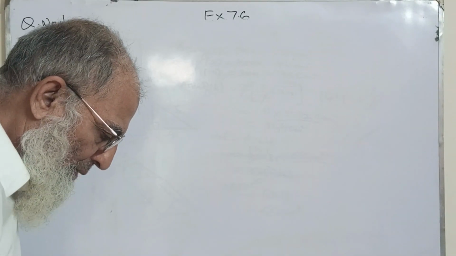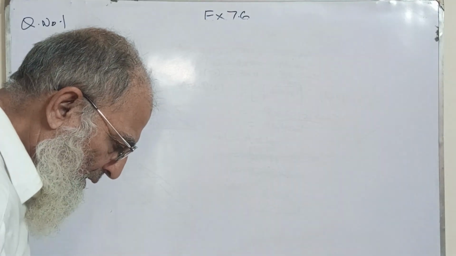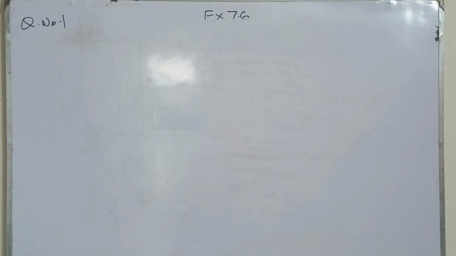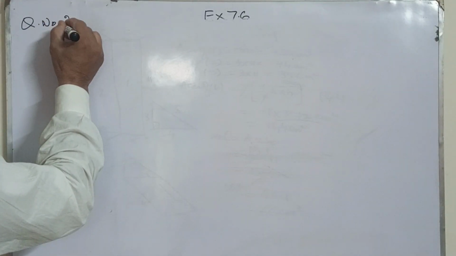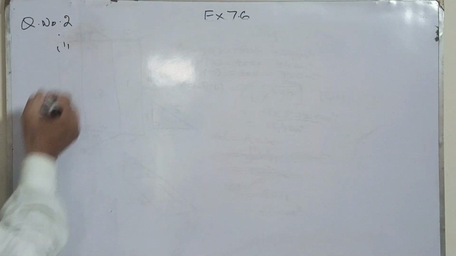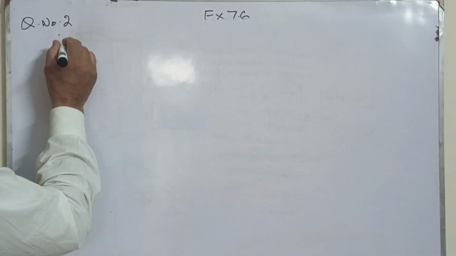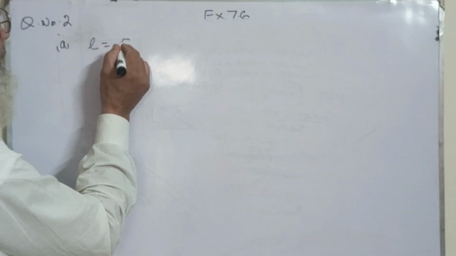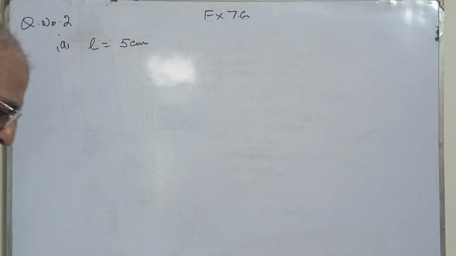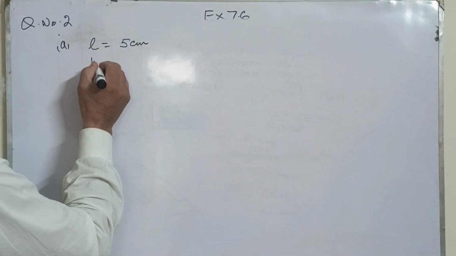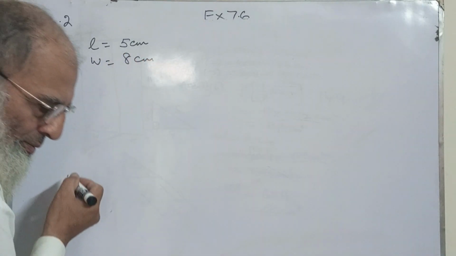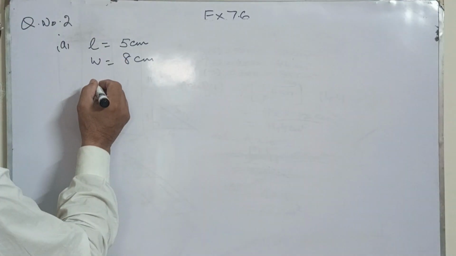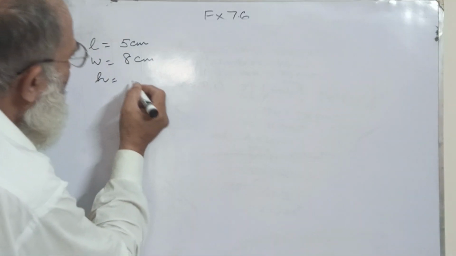Now question number 2. Find the volume and the surface area of a cuboid with length. Now, the figure is not given, only dimensions are given. Length L is equal to 5 centimeter, W is equal to 8 centimeter, and height H is equal to 18 centimeter.